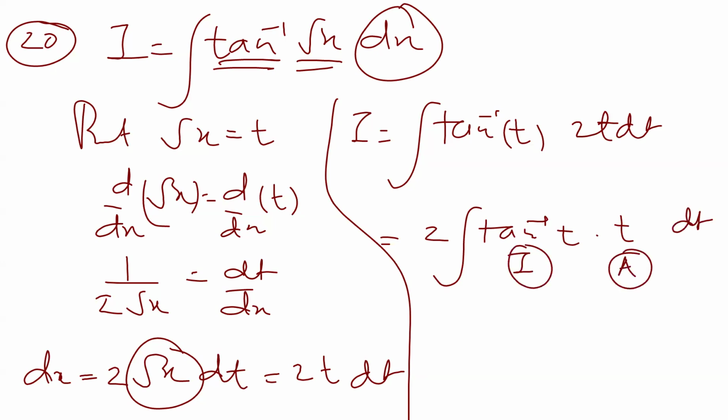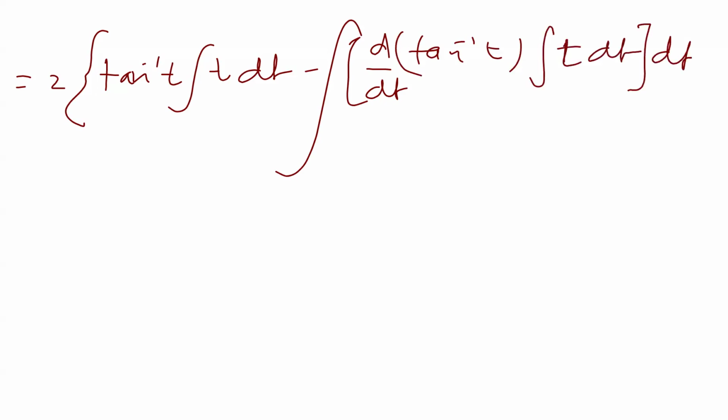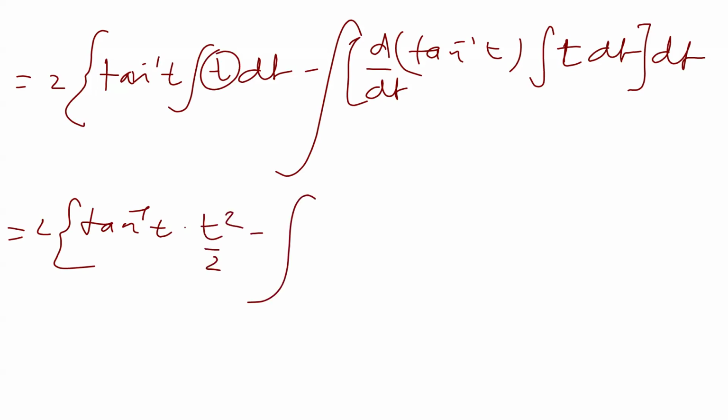ITF is algebraic, so no need to swap this. We can just take this as u and this as v. So 2 tan inverse t, integration of t dt, minus integration of d by dt of tan inverse t times integration of t dt, bracket close, dt. Integration of t is t square by 2, and the derivative of tan inverse t is 1 by 1 plus t square, and this is t, so t square by 2.